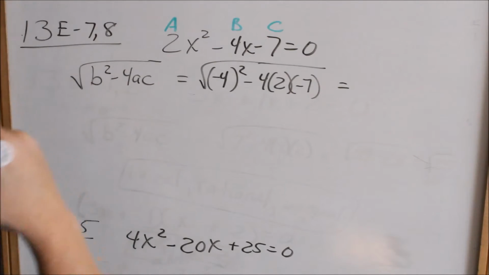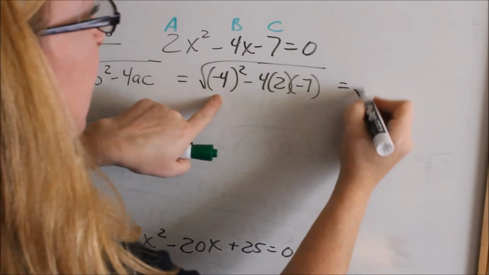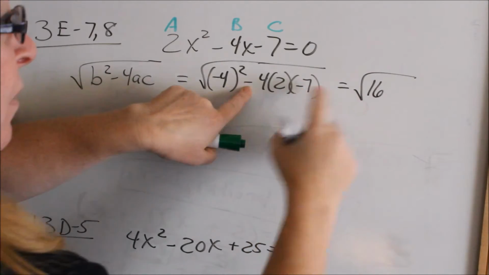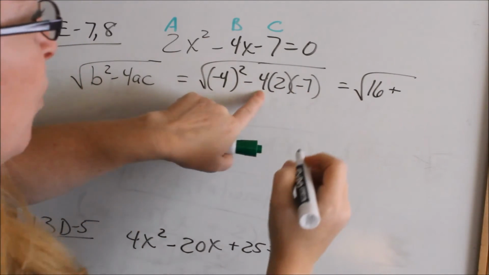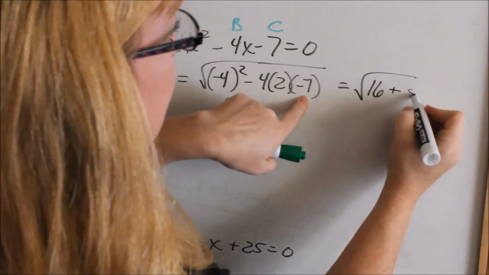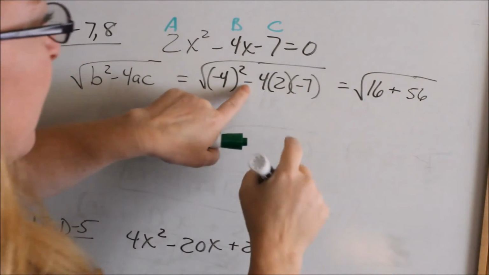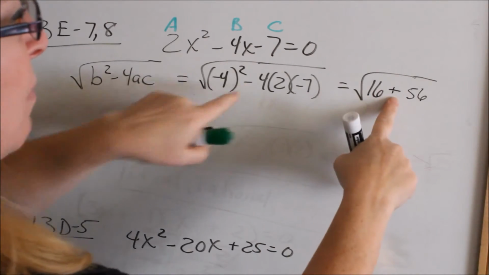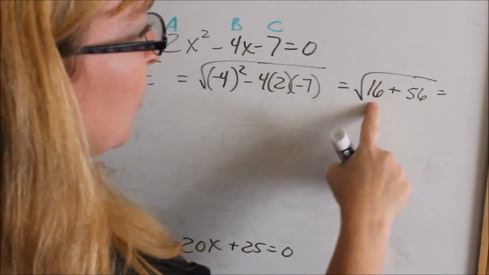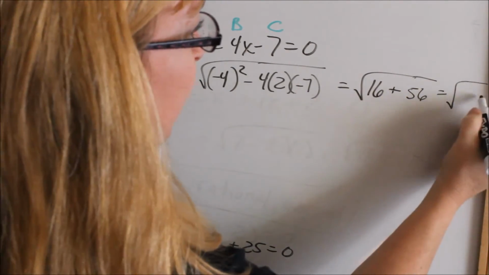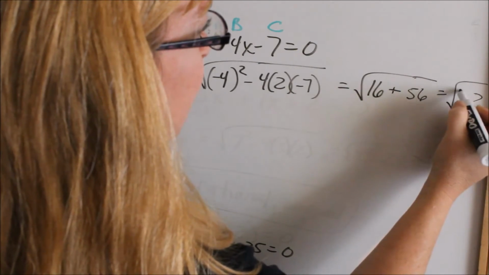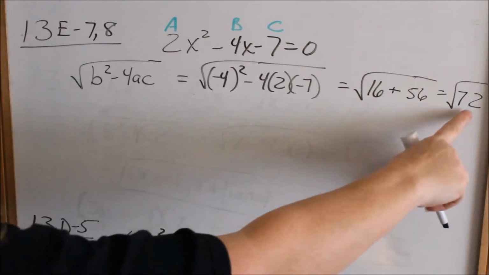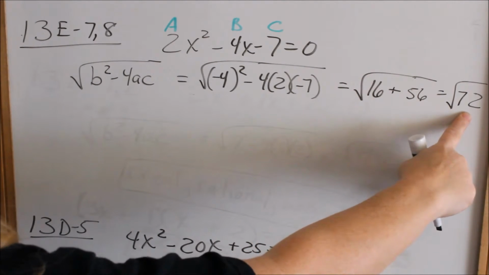Keep up with your signs. This is a positive 16. You can see I'm going to have a negative times a negative, which will give me a positive. 4 times 2 is 8, times 7 is 56. So I had a negative 4 times a negative, and a negative negative turned out to be a positive. And that's going to be the square root of 72. Is the square root of 72 a real or an imaginary number?